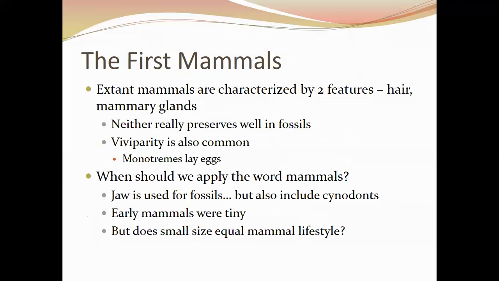The question then is raised: when do we apply the word mammals when we look at the historical records? The jaw is frequently used when looking at fossils, but the jaw of the mammals and the cynodonts, as well as some other groups, could be quite similar. There are jaw and ear structure differences. We're not really going to dwell on those very much. One of the other ways that has been suggested is that early mammals were tiny. But does small size really equal mammalian lifestyle? Well, no, not in fact when I look at mammals as they exist today, because some of them are in fact very large.